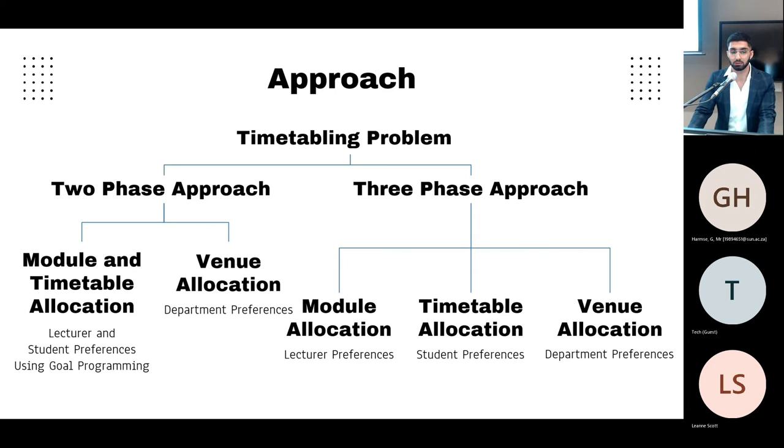Then if we look at our two-phase model, which we'll explain in detail just now, we combined the first two phases of our three-phase model and used a goal programming approach to formulate it. After we formulated it, we then incorporated the venue allocations in the same way we did for the three-phase problem.